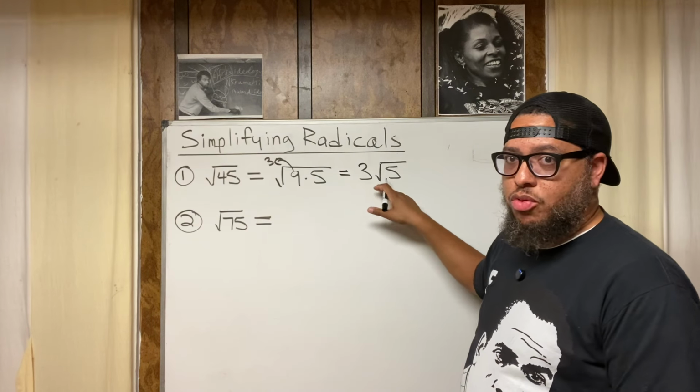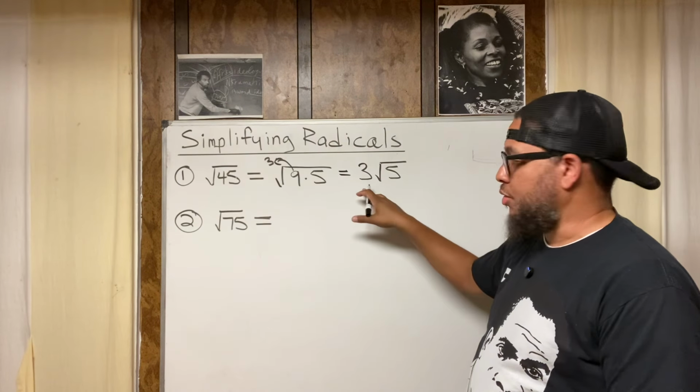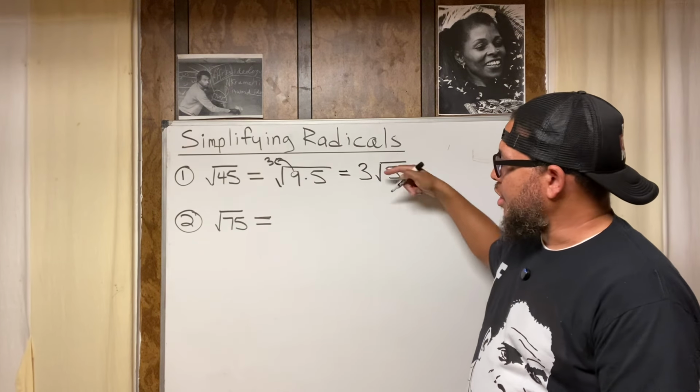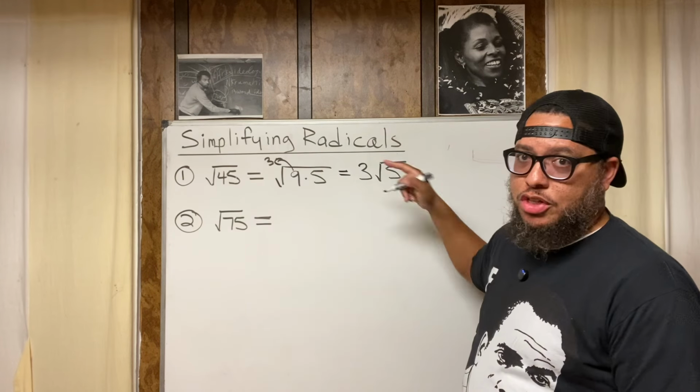We call that 3 root 5, or 3 times the square root of 5. There's no number written here. That means it's an invisible 2.